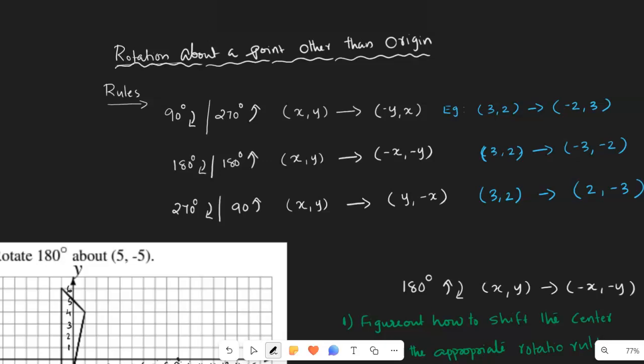If we need to rotate an object 90-degree clockwise or 270-degree counterclockwise, the coordinate (x, y) changes to (negative y, x): switch the coordinates and change the sign of the y coordinate. For 180-degree, the coordinate (x, y) changes to (negative x, negative y); the positions are not changing, just the signs. For 270-degree clockwise or 90-degree counterclockwise, switch the coordinates and change the sign of the x coordinate. So that's the rule.